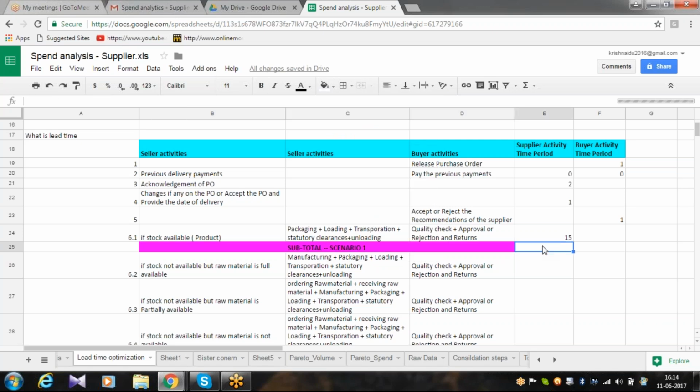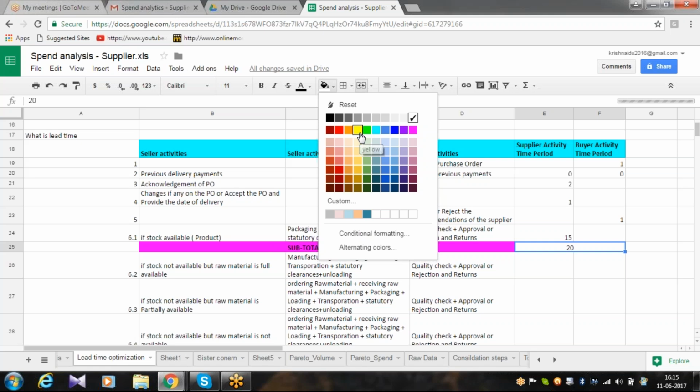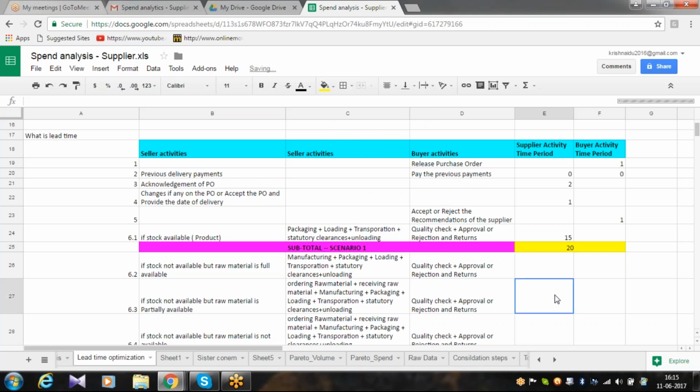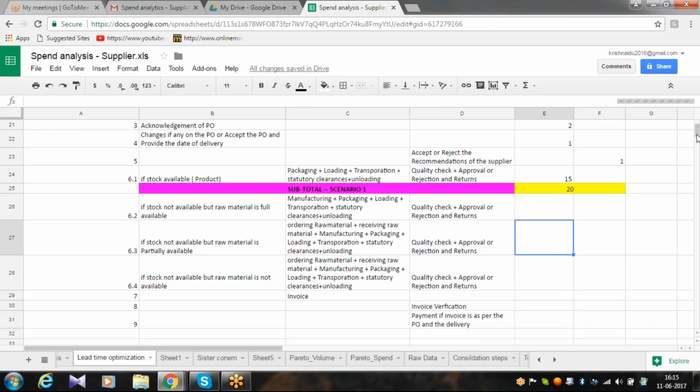So what is the total number of days here? 1 plus 2, 3 plus 4 plus 5 plus 4, 19. 20 days, if stock is available. Stock is available. Now we'll go to scenario number 2.